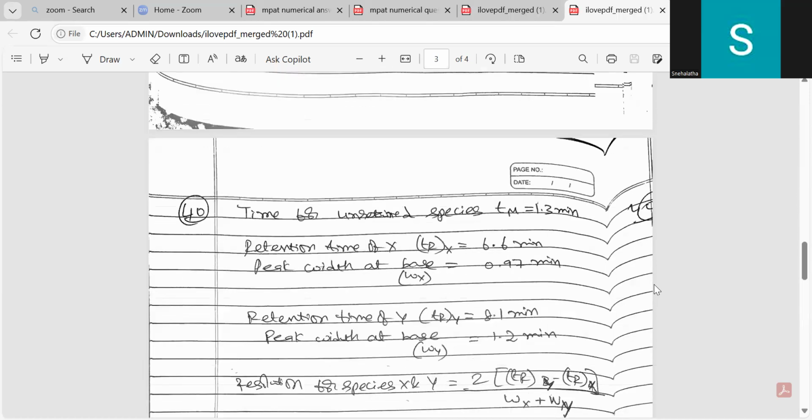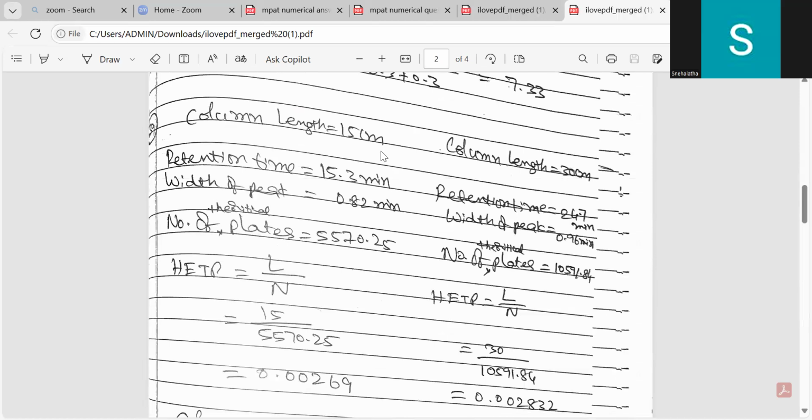So the answer for this problem: column length is given, retention time is given, width of the peak is given, and the number of theoretical plates for the first column and for the second column is given. So calculate the height equivalent to a theoretical plate. It is the length of the column divided by the number of theoretical plates. So the length of the column is 15 divided by 5570. The value is 0.00269. For the second column, the length of the column is 30 centimeters and the number of theoretical plates is 10,591. The answer is 0.0028.